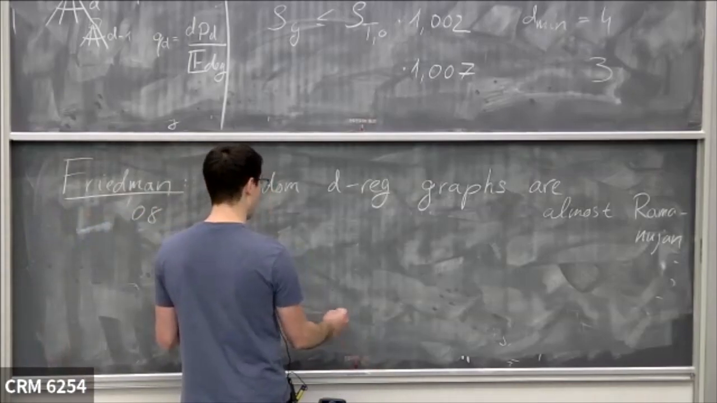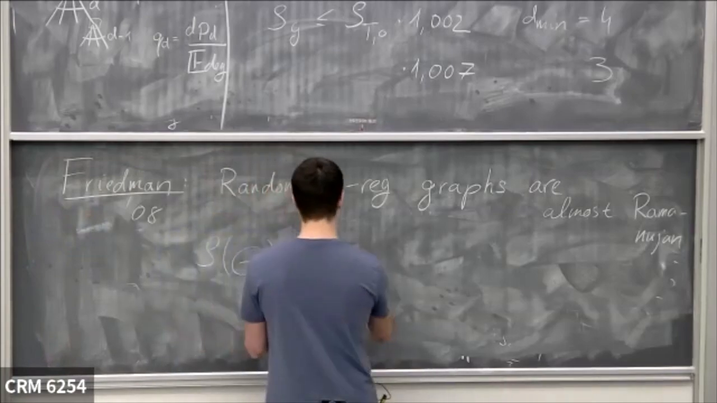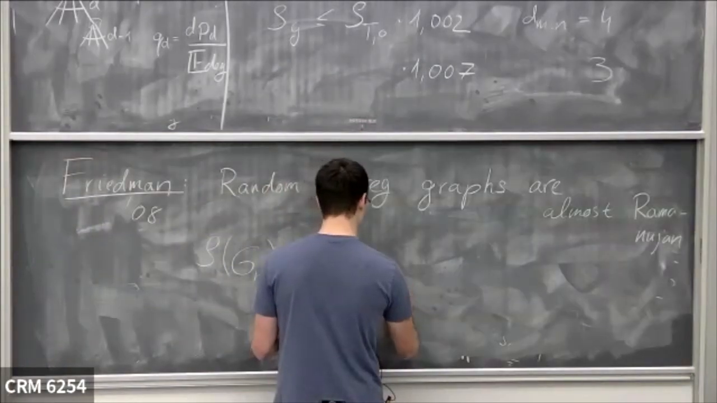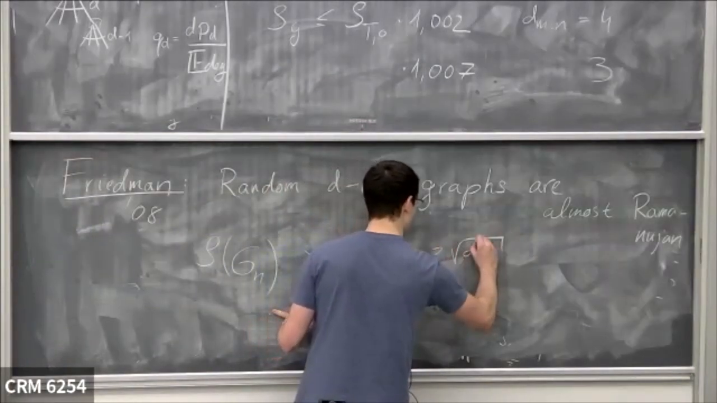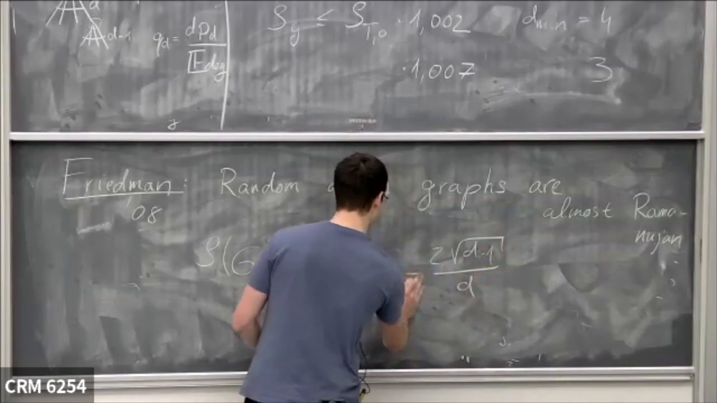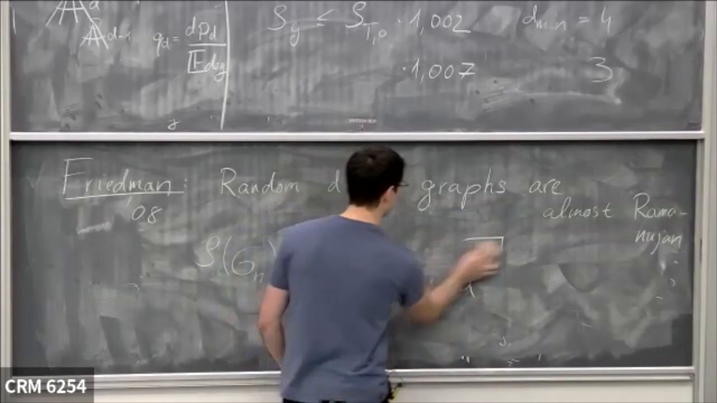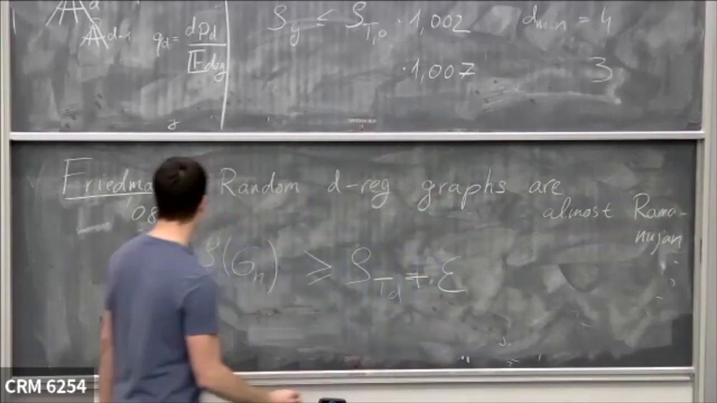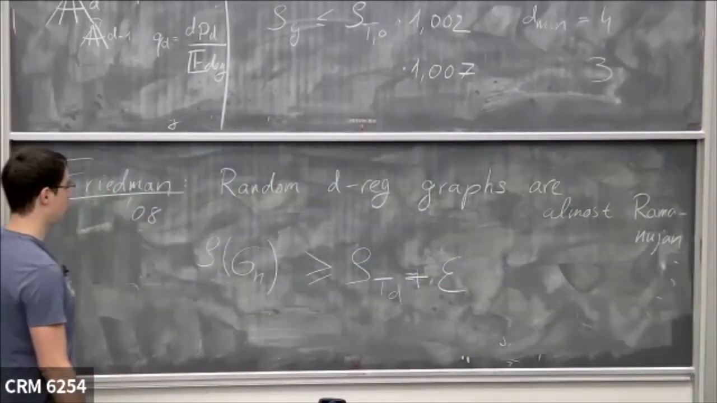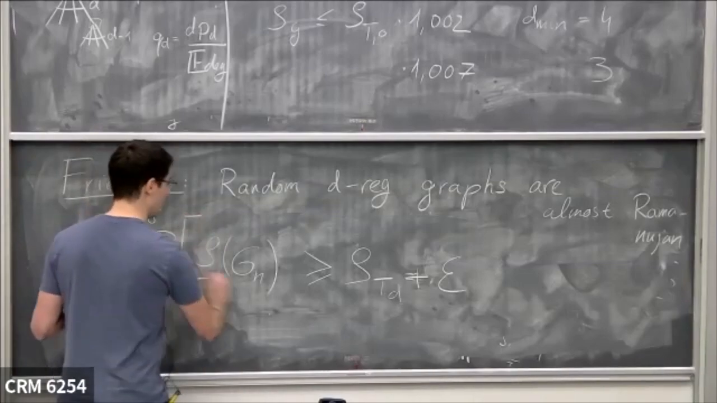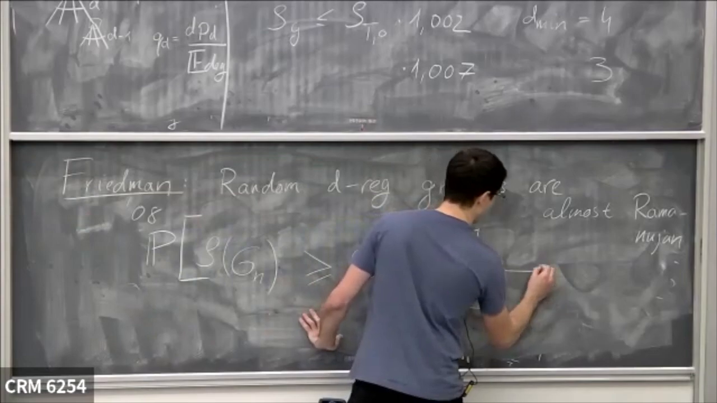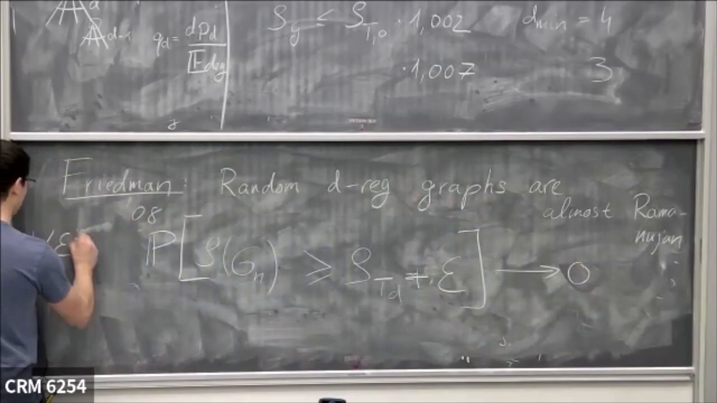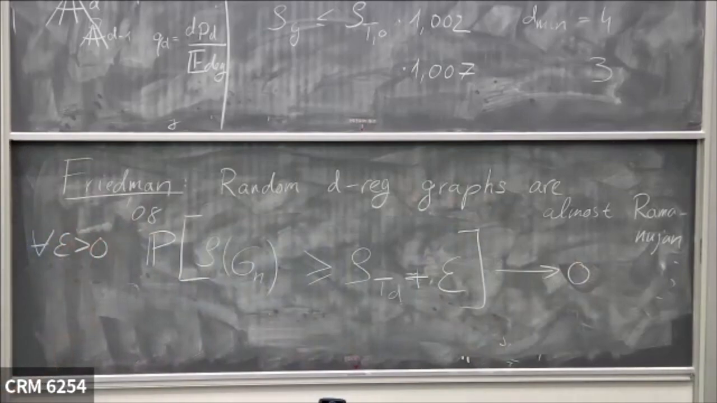And I look at if it's bigger than the spectral radius of the d-regular tree, which is just 2 times square root of d minus 1 over d. And actually, since the statement only says almost Ramanujan, I have to add an epsilon. And then I can look at the probability of this happening. And the statement is that this goes to 0. And this should hold for any epsilon error that you might want.